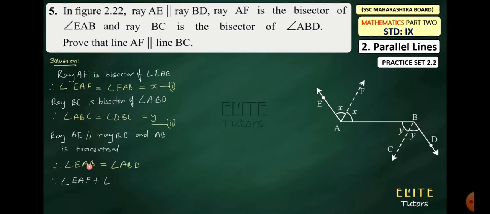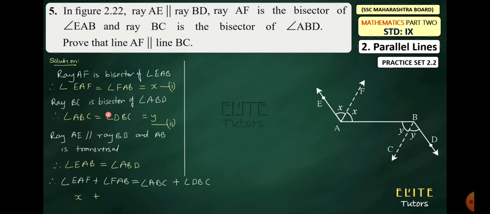FAB, because AEB has two angles, EAF and FAB. In the place of ABD, we can write CBD plus CBA, or ABC. So I will write ABC plus CBD, or DBC, whatever you can write. We have the values of these four angles, X, X and Y, Y. So in the place of these four angles, we can put the values of these angles. EAF is X and FAB is X.